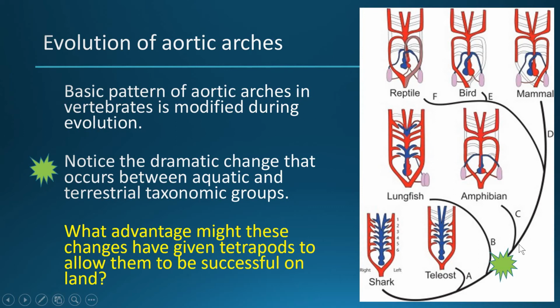A big change happened when amphibians started. At that point, without looking too closely, you'll notice that amphibians, reptiles, birds, and mammals all have some similarities in that they have the same few that are missing in all of them. Then there are some subtle changes or differences between each of them. The big changes are especially between teleost, lungfish, and amphibians. So, as we move forward, I want you to think about the advantages those changes have given to tetrapods that has allowed them to be successful on land.